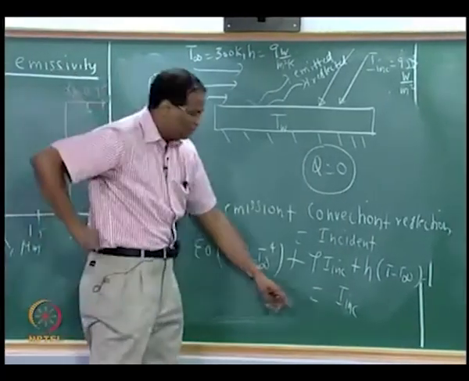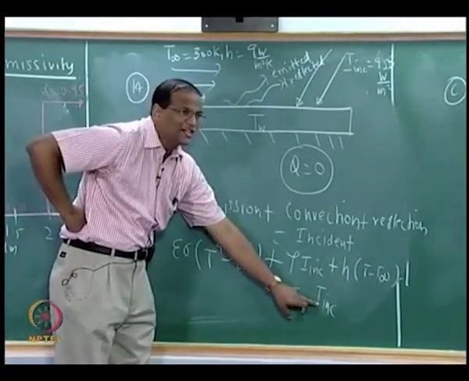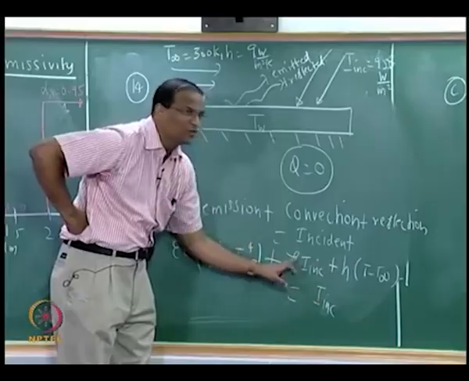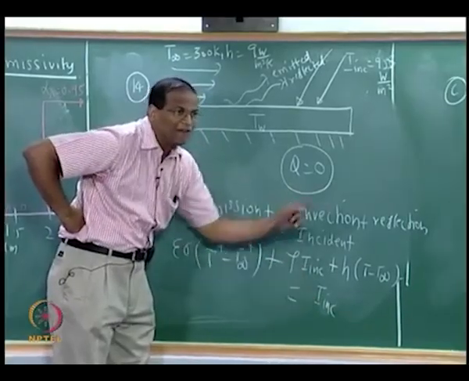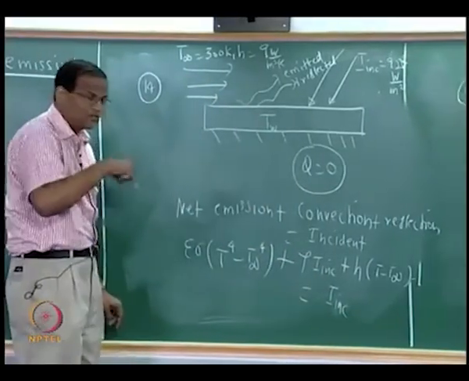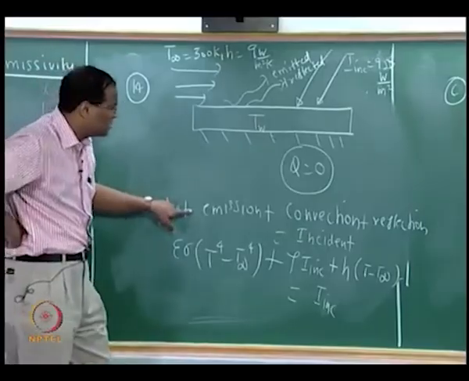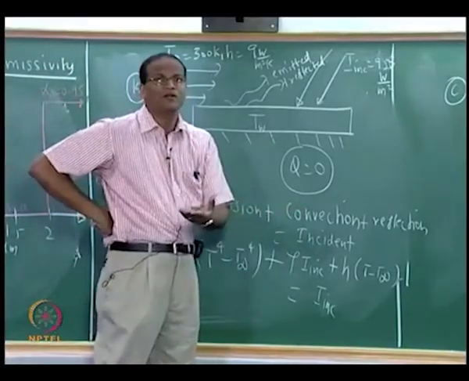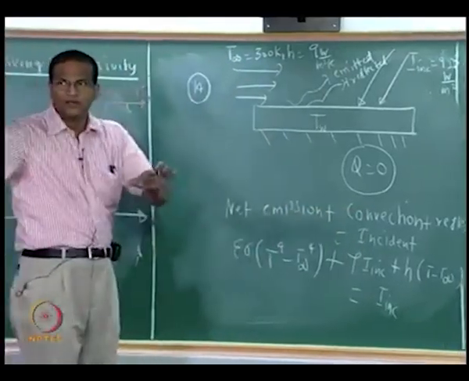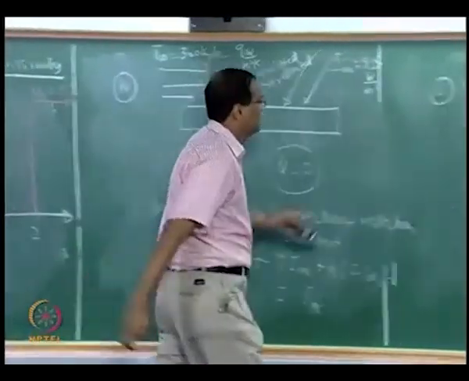Yeah, please look at this. Right side you have got incident radiation minus rho times incident, 1 minus rho will become alpha. So the right side will be net absorbed, that is also another formula. So you can say that net emission plus convection equal to net absorbed, okay, that is more intuitive.